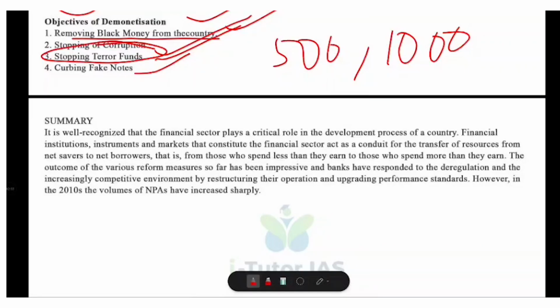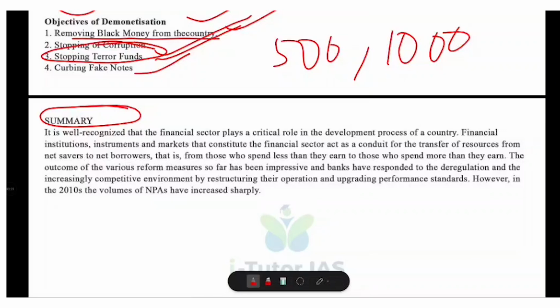Okay. Now let's move to the summary part. As we have seen throughout our discussion, the financial sector is the backbone of a nation's economy. It plays a vital role in the development process by acting as a bridge between savers and borrowers, that is, transferring funds from those who save to those who need funds for investment. In simple words, financial institutions like banks, insurance companies and stock markets help move money from idle hands to active use, thereby promoting growth, employment and development.